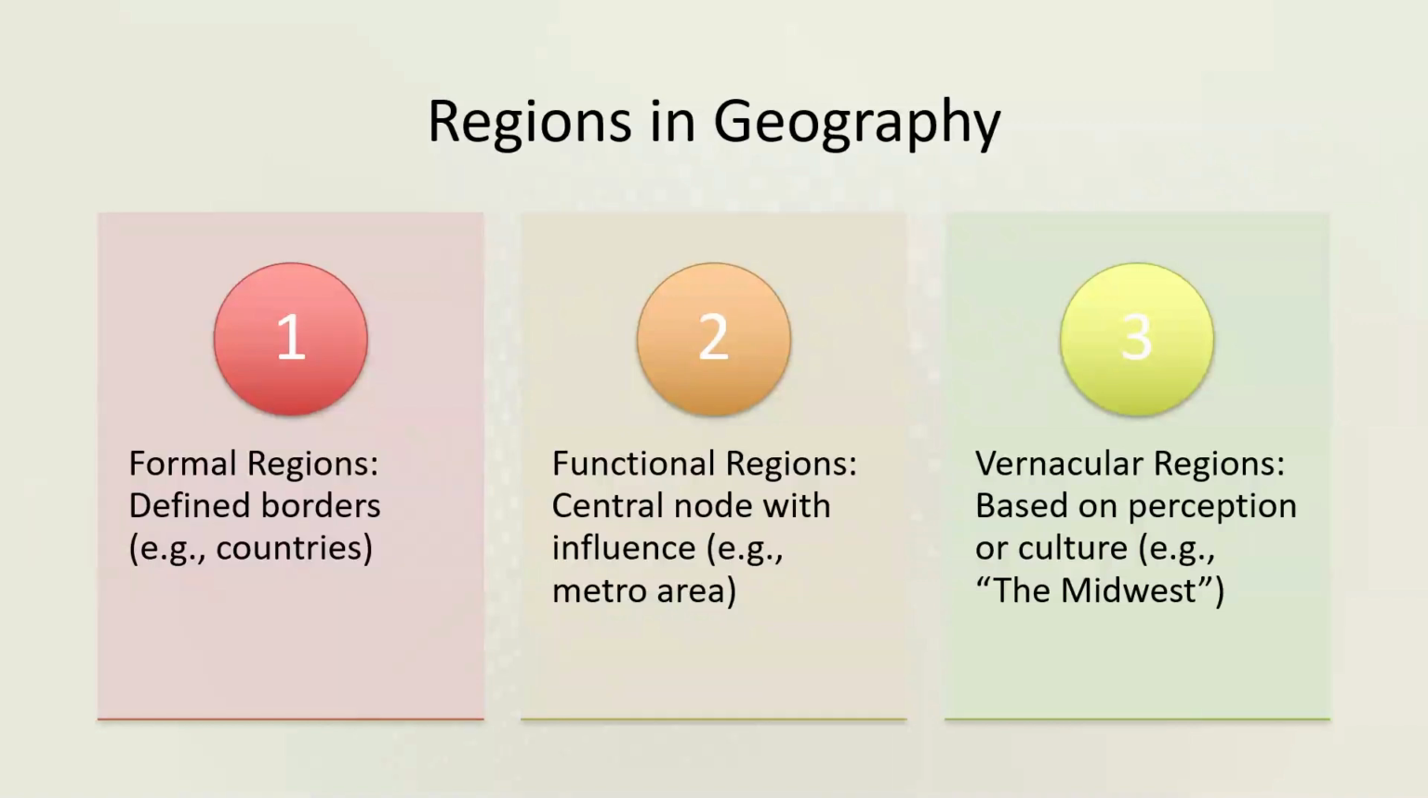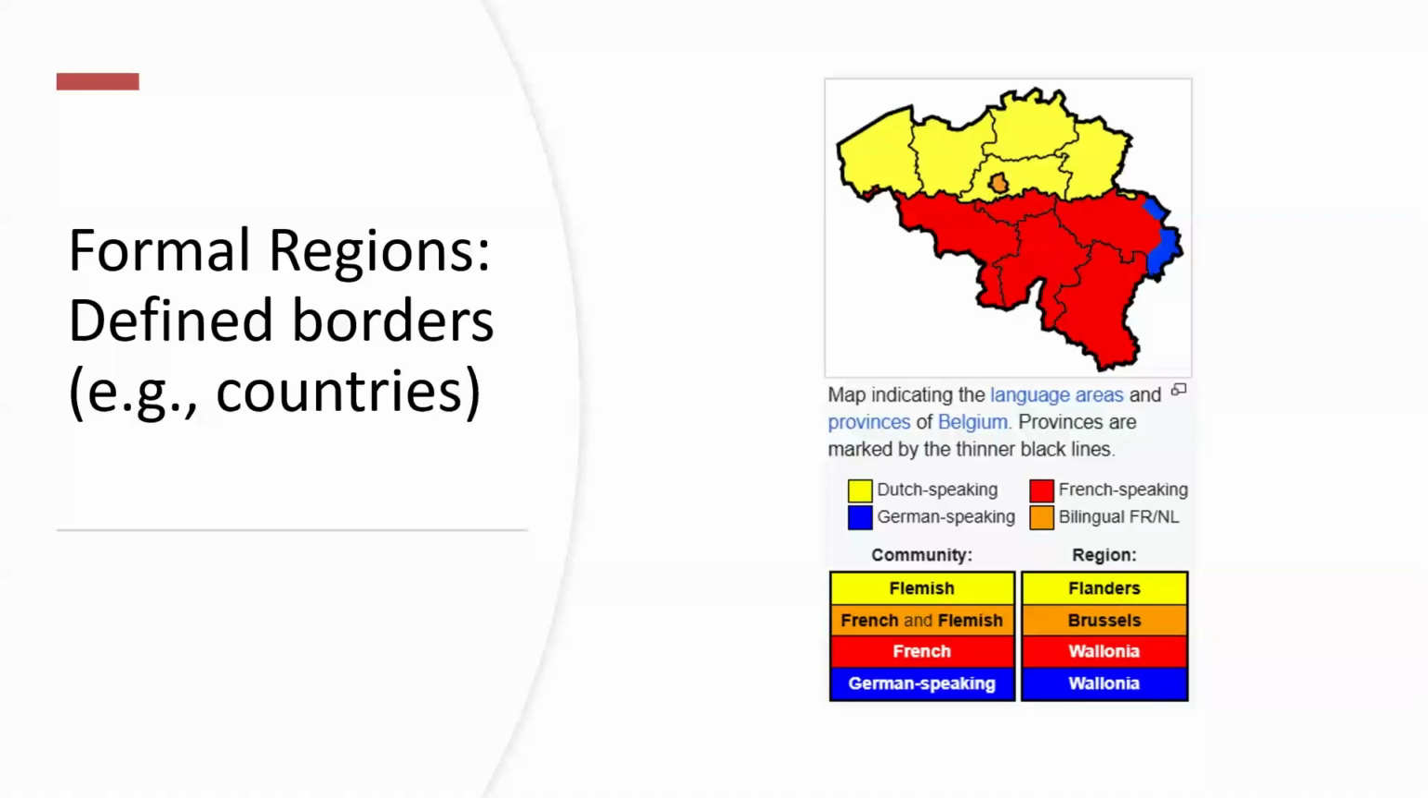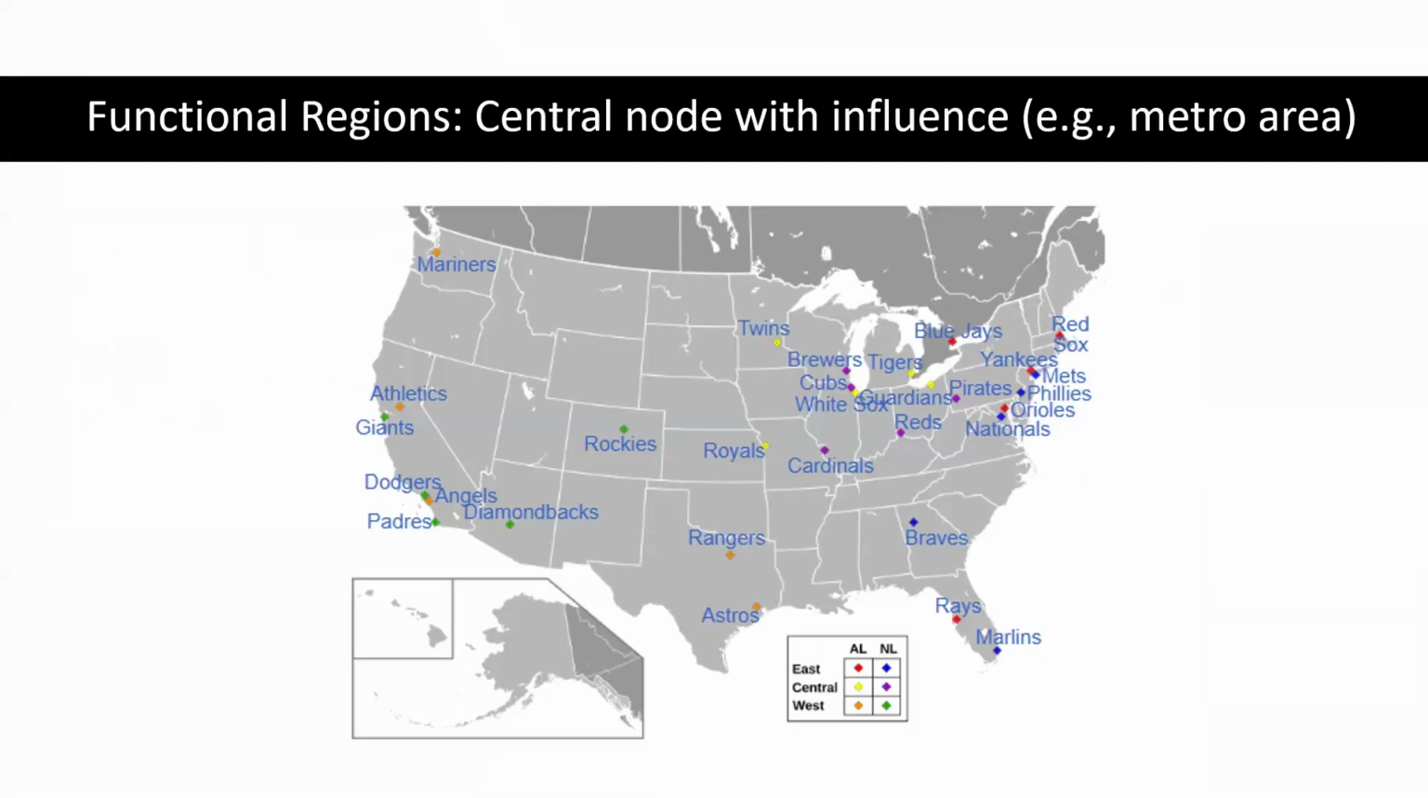We also have different regions in the world. We have formal regions, functional regions, and vernacular regions. Formal regions have defined borders, and they also have verifiable data behind them. For example, we have Belgium here. Belgium has a lot of semi-autonomous regions within it, and that's partially because they have different languages that are spoken there. So language regions, religious regions, and countries are all going to be examples of formal regions. These have defined borders and data to back them up.